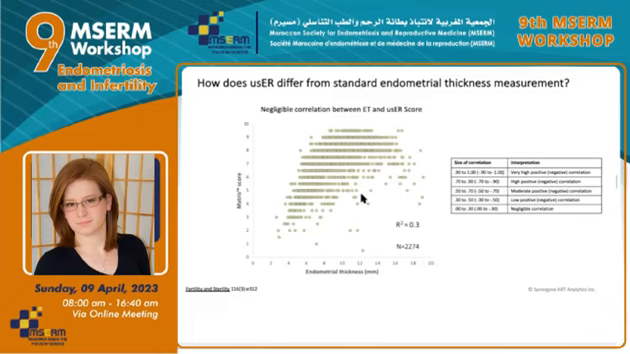So when we did a regression to see how these two parameters are related, the R-square statistic that came out of it was a value of 0.3, which is by definition a negligible correlation. So the answer to the initial question is that user scores and endometrial thickness measures are fundamentally different.